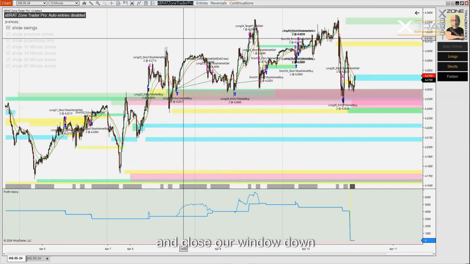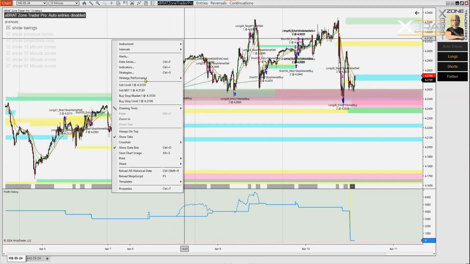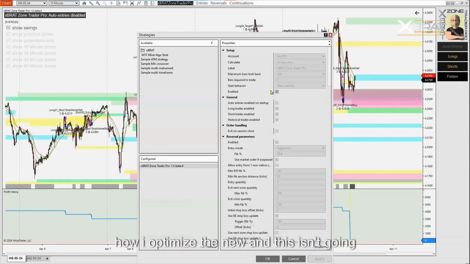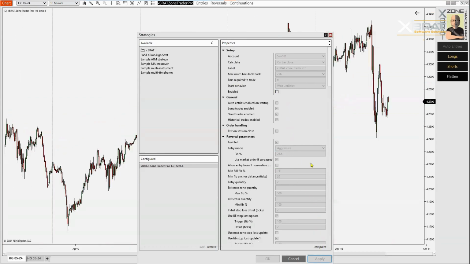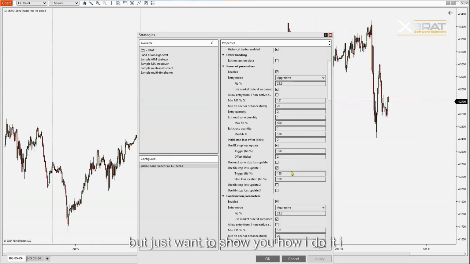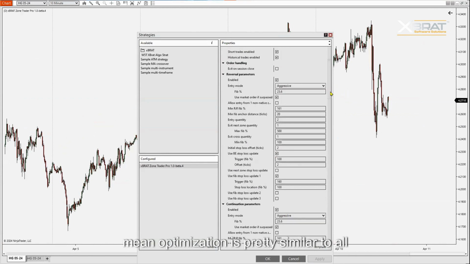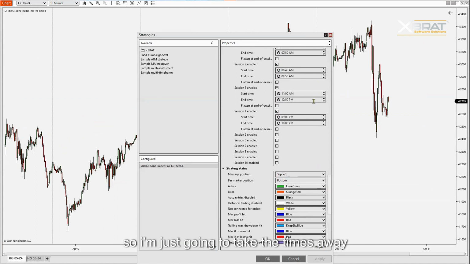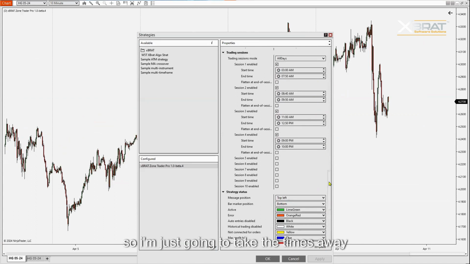Close that window down. I'm just going to disable the times of the day, days of the week, get some raw data, and we'll go through it again just to show you how I optimize the new one, and this isn't going to come out until at least October. But I just want to show you how I do it. I mean, optimization is pretty similar to all of the automated strategy builders. So I'm just going to take the times away.